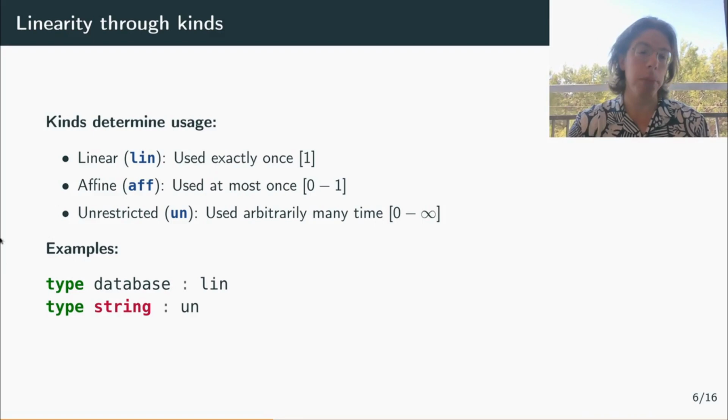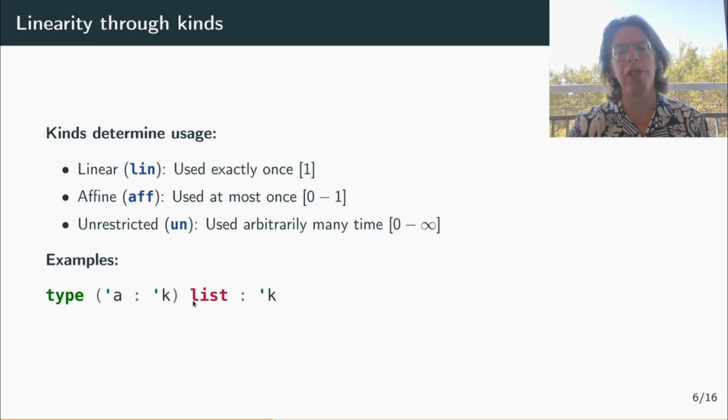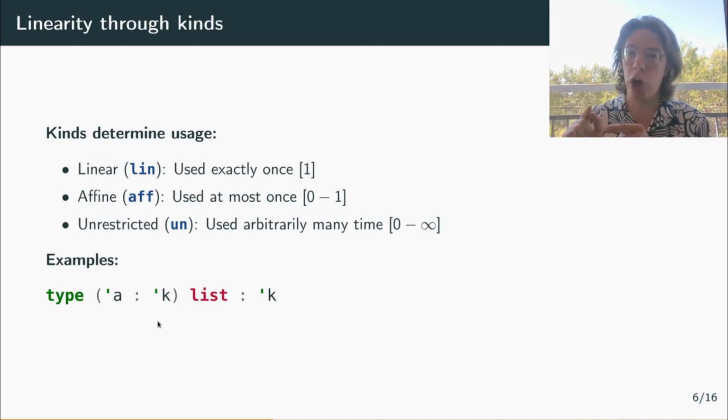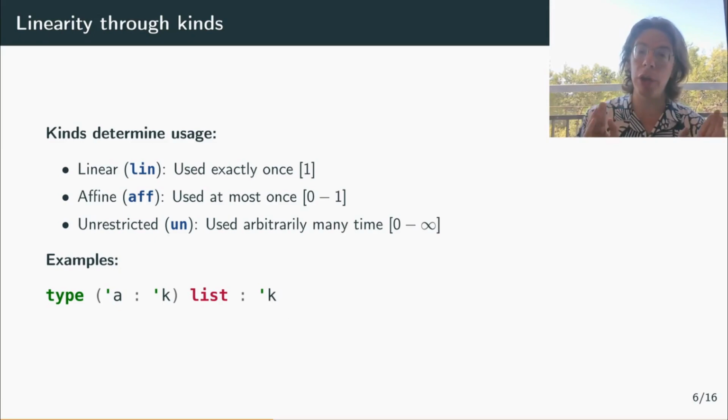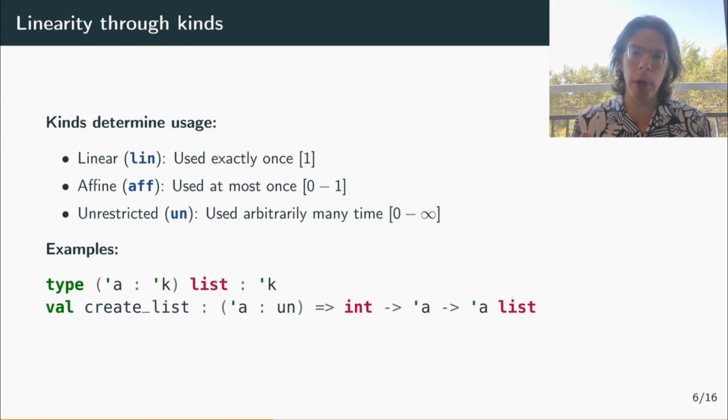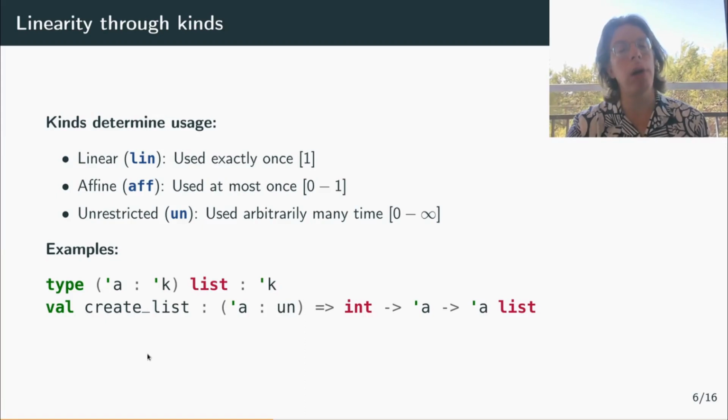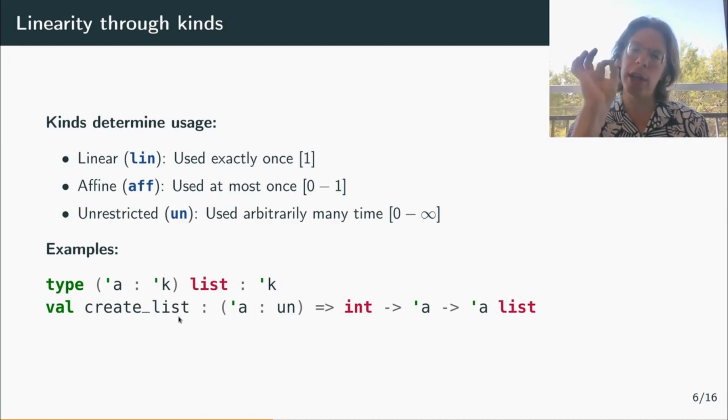Here are a few examples. We have a database type of kind lin, a string type of kind unrestricted. We can also have parameterized kinds, so for example, a list has the kind of its content. If we have a list of database, then it must be used linearly. If we have a list of string, it can be used in an unrestricted fashion. To use this kind of parameterized kind, we also have kind constraints. So here we have the type of the function createList, which takes an element and replicates it multiple times to create a list.